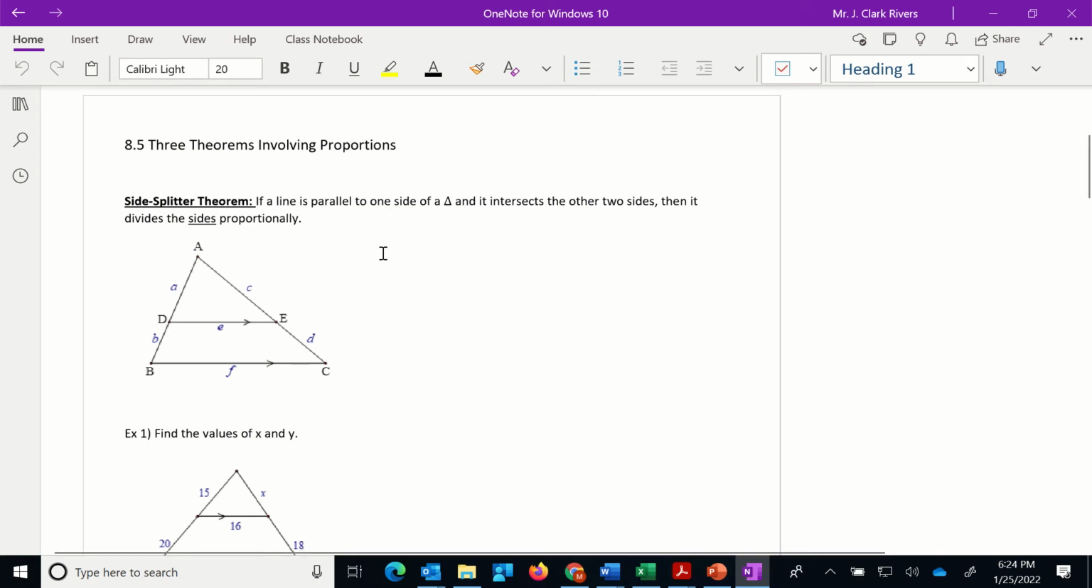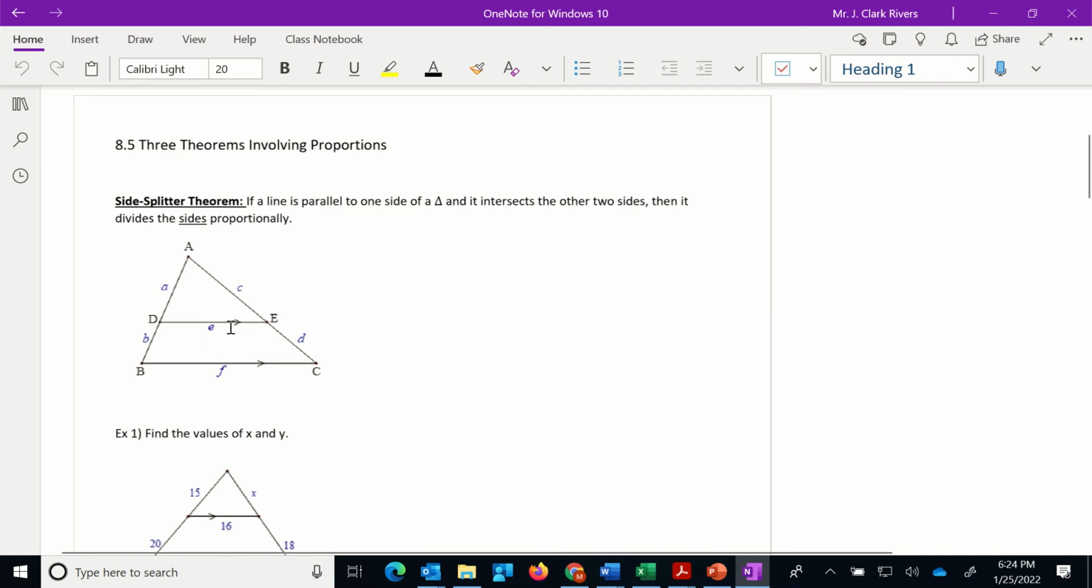8.5, three theorems involving proportions. First off, the side splitter theorem. If a line is parallel to one side of a triangle and it intersects the other two sides, then it divides the sides proportionally. So here we have side DE parallel to side BC. So a line is parallel to one side, right? So DE is parallel to BC. So that means DE is going to divide the sides proportionally.